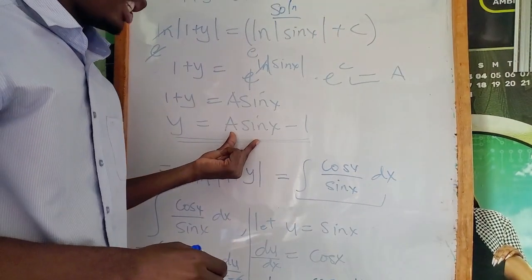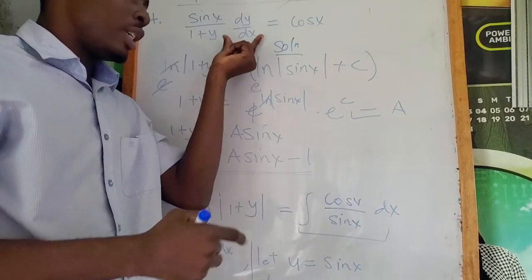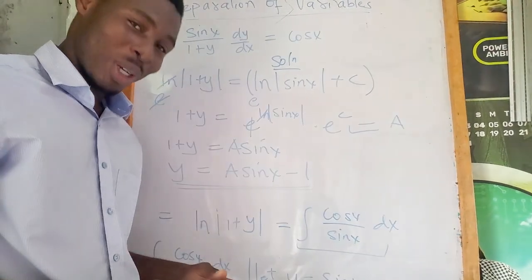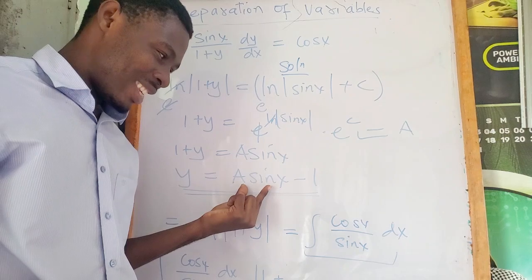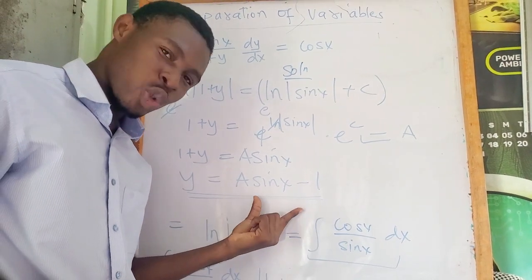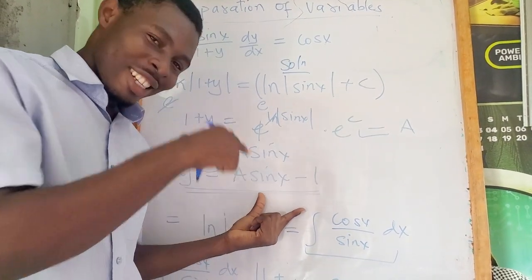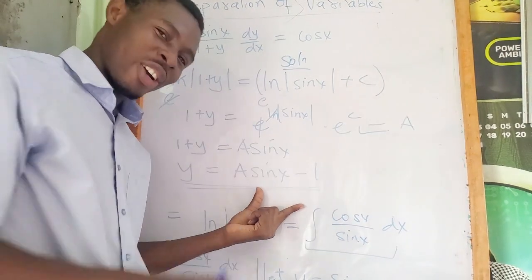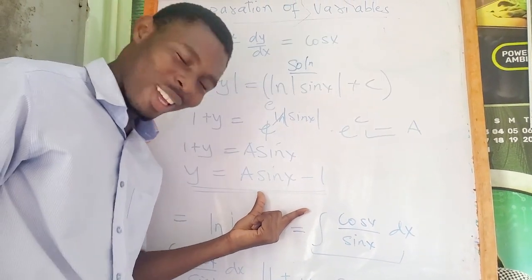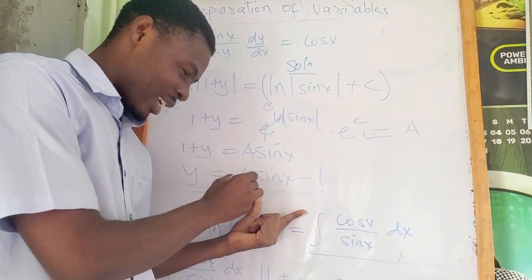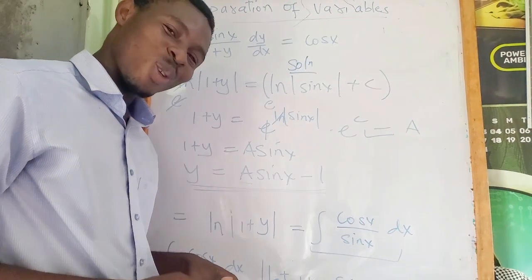This is the solution to this differential equation. What type of solution is this? This is the general solution. Why? There is an arbitrary constant a in the solution.